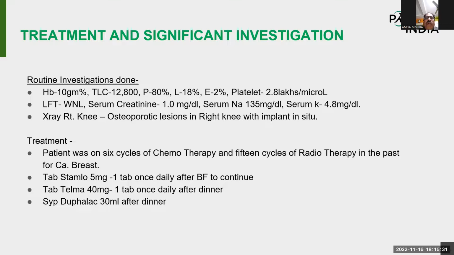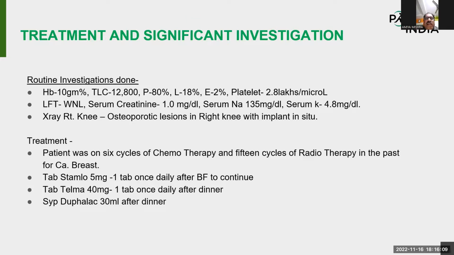Coming to the treatment and significant investigations, coming to the routine investigations, hemoglobin was 10 gm%. Total count was a bit high, 12,800, with polymorphonuclear cells 80%. LFT was within normal limits. Serum creatinine was a bit raised, 1 milligram per deciliter. Serum electrolytes are within normal limits, and X-ray right knee shows osteoporotic lesions in the right knee with implant in situ. Patient had 6 cycles of chemotherapy and 15 cycles of radiotherapy in the past for cancer breast.